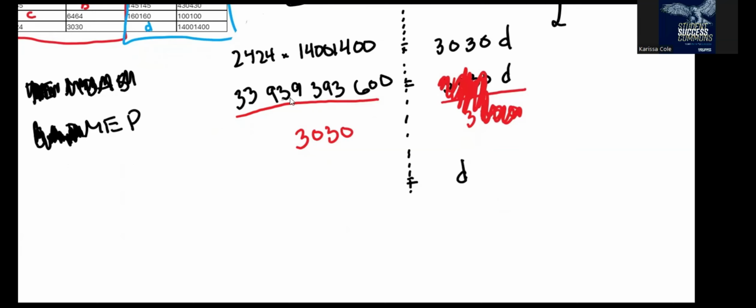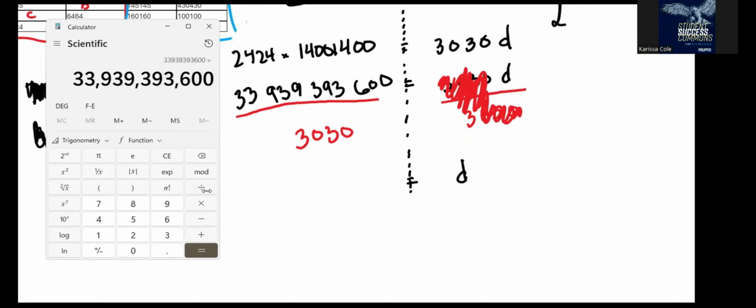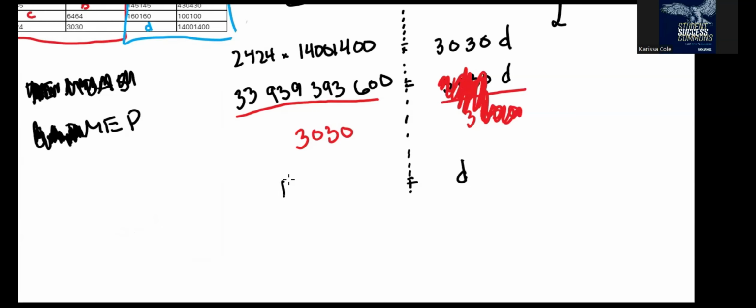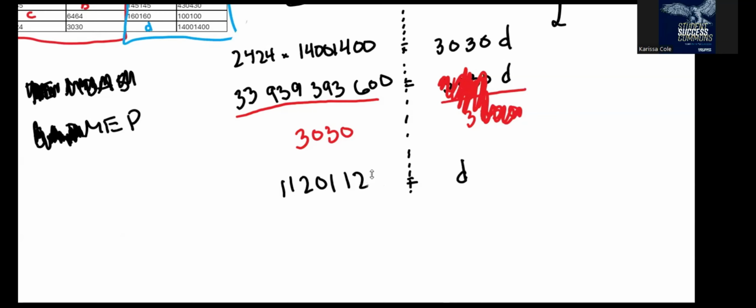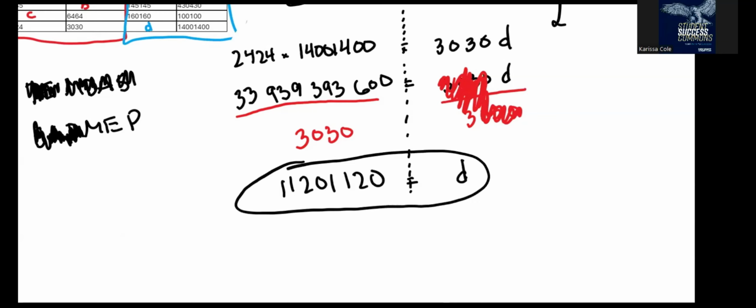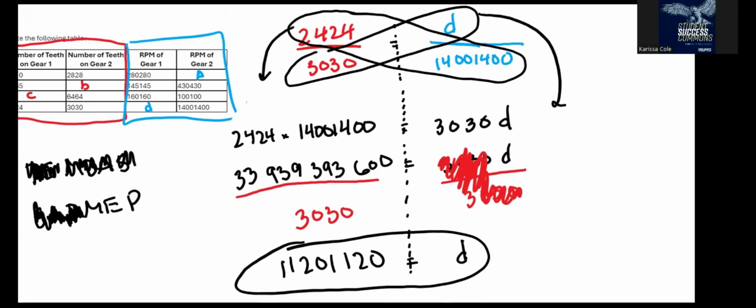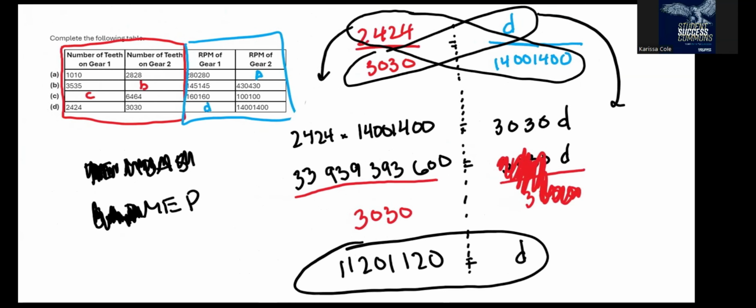So let's see. We're going to take this gigantic number and divide it by 30. I'm just going to use the calculator for this. Okay. Now this one does not have any decimals, so it looks like there's nothing to round. So that is already the nearest whole number. So that's it.